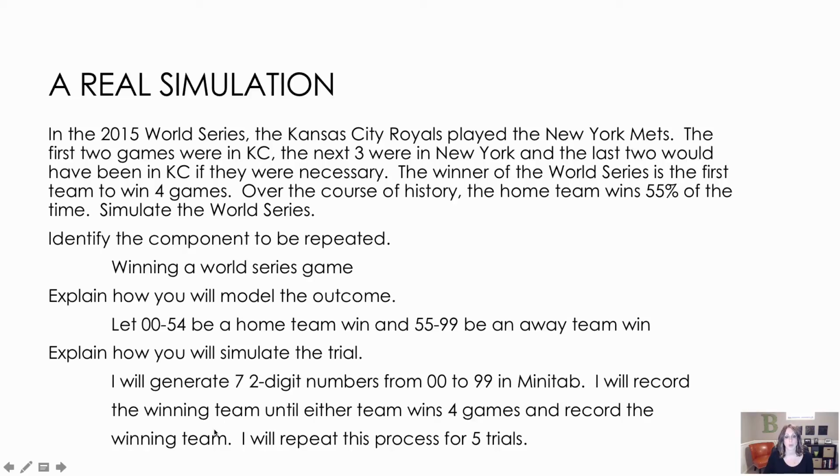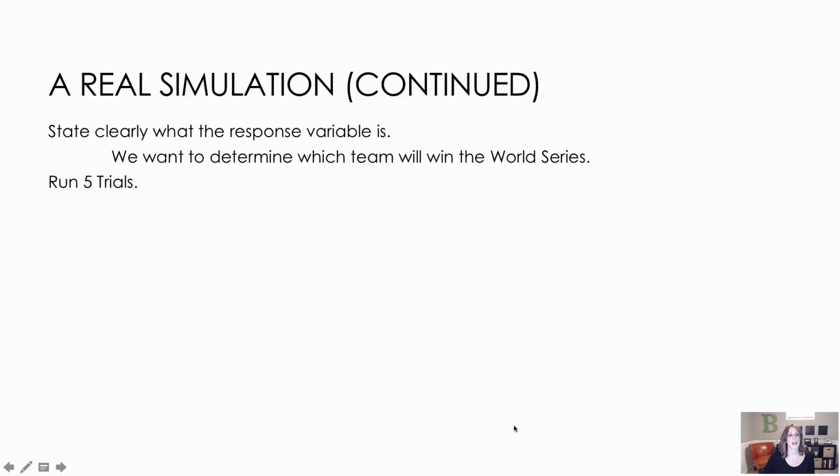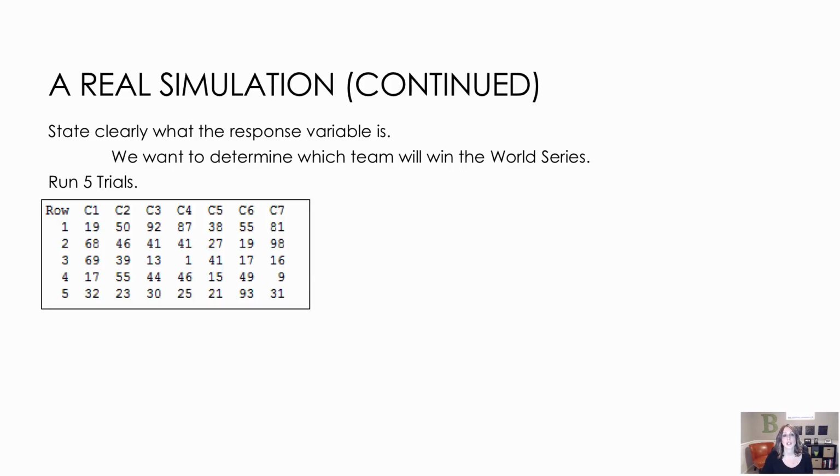And then I'll record the winning team, and then I talk about how many trials I'm going to do. Then I'm going to determine which team will win the World Series. That's the response variable. So again, typically I would put that in with the rest of the first 4. And now I'm going to actually run 5 trials.